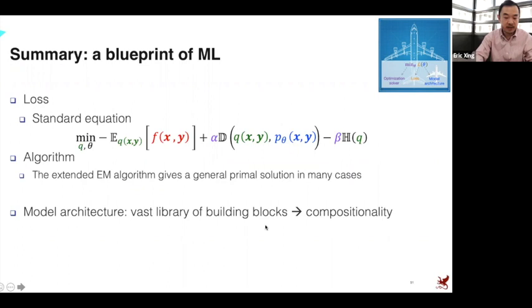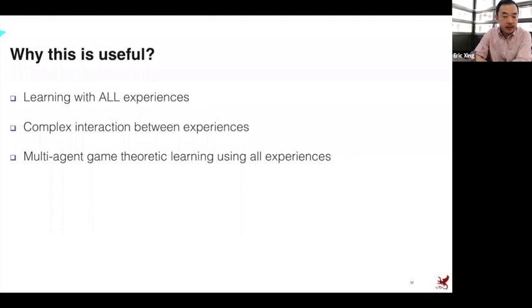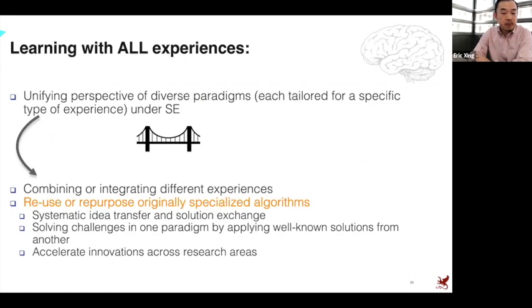Now let me show you a few use cases resultant from this new formulation of learning with all experiences and the potential freedom of exploiting complex interactions between experiences and so forth. So one of the first benefits under the standard equation is that you now can better leverage existing developments in the literature to solve new problems without reinventing the wheel. Specifically, we can reuse or repurpose originally specialized algorithms to solve new problems. And here are some examples.